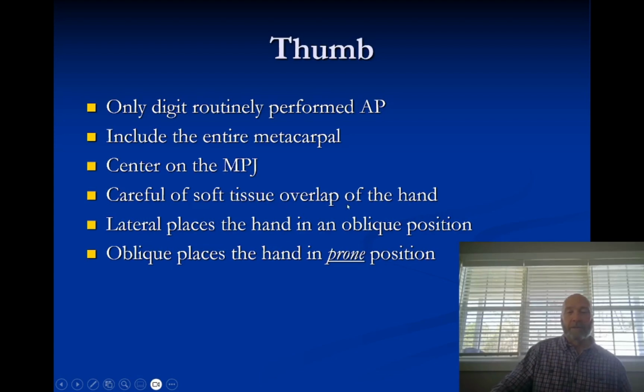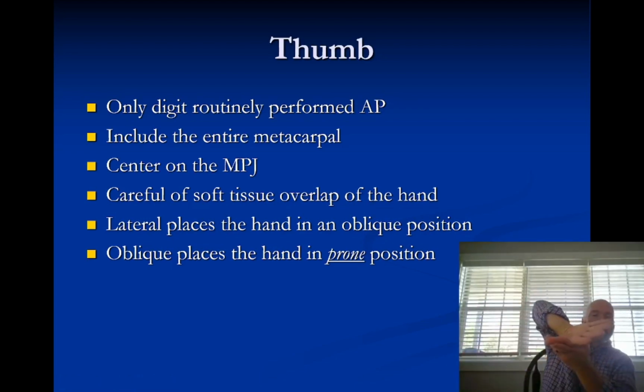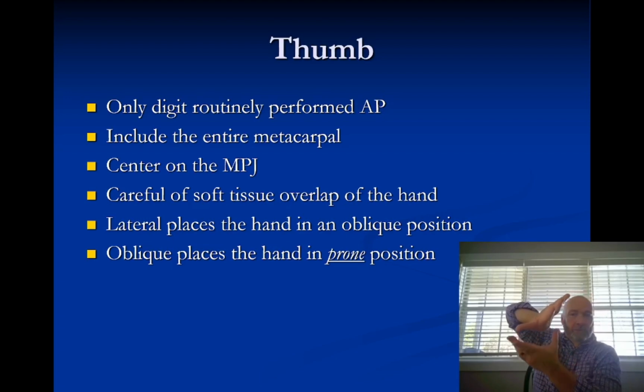So the things that you need to watch for, especially if you position like this, is overlap of the hand on the thumb. So it's very common for people who use this as positioning for the thumb to position and then have the hand almost vertical. And what you're going to have is all that soft tissue and possibly the bones of the hand projected on that proximal portion of the metacarpal. So just be aware of that.